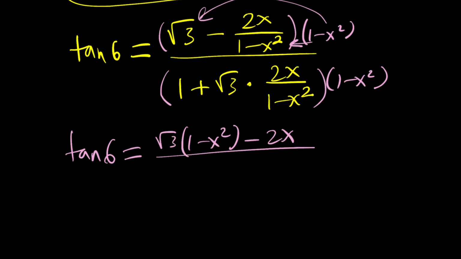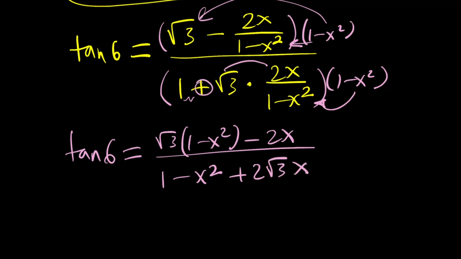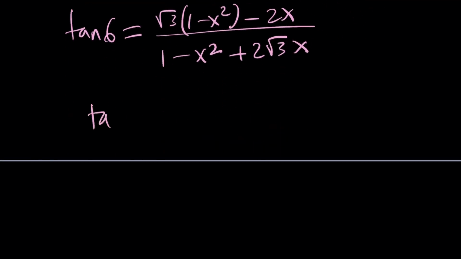Divided by, when I distribute it over 1, it's going to give me 1 minus x squared. And when I distribute here, 1 minus x squared is going to cancel out. Try to visualize that. And you're going to get 2 root 3x with a plus sign, right? Good. That was easy. Now we can arrange these terms a little bit, simplify. So let's do the work.